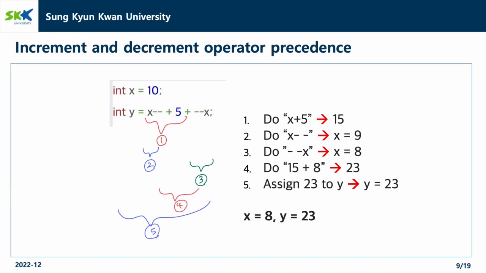After this step, x has value 9. And then the minus minus x operation happens and x stores 8. And finally, we have to add the x value, and the result of the operation is 15 plus 8, so y is assigned 23.